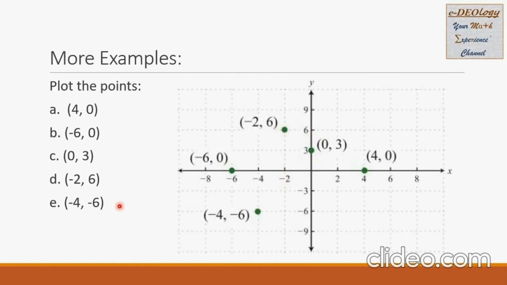The last ordered pair here is (-4, -6). Let's begin with the x-coordinate. Negative 4 means on the x-axis, from the origin, we go 4 units to the left. Here is the negative 4. And then for the y-coordinate, it is negative 6. From the origin, we go downward 6 units. So this is now the negative 6. Then we take the intersection of the negative 4 and the negative 6 here, and here is the point.